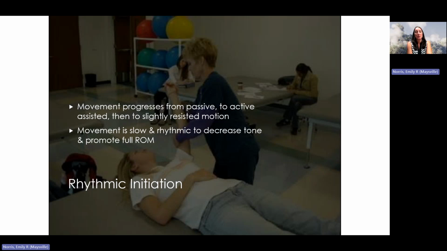Cues are really important, so I'll give you a cue or two on some of these to help you understand how to use them. You want to be slow and rhythmic with this pattern, which is good that it's called rhythmic initiation. It's easy to remember: slow and rhythmic. And it's used to decrease tone and promote full range of motion. So if somebody has a lot of tone and it's limiting the range of motion, then rhythmic initiation is a good technique to use.